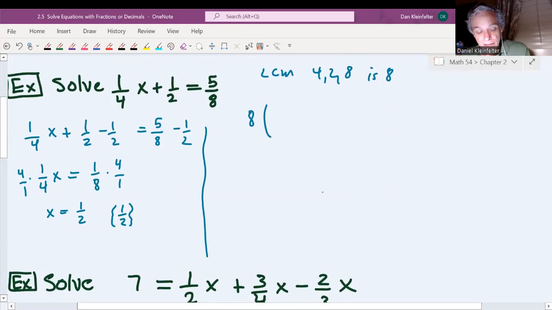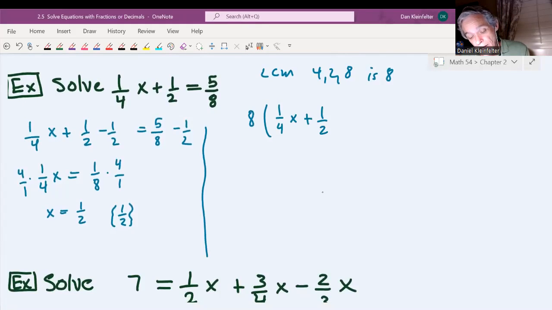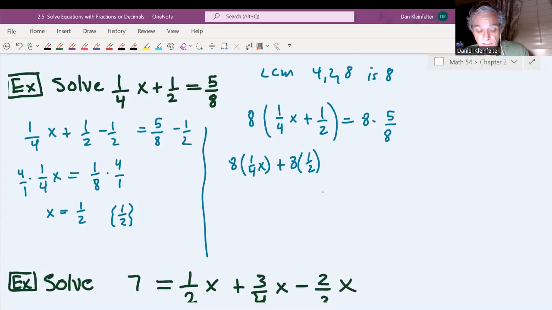So we're going to multiply the left side by 8. We'll have 8 times 1/4 x plus 1/2, and that will be equal to 8 times 5/8. Next we'll distribute the 8. We'll have 8 times 1/4 x plus 8 times 1/2. The right side, 8 times 5/8 is just a 5. 8 times 1/4 x is going to be 2x. 8 times 1/2 is going to be 4.